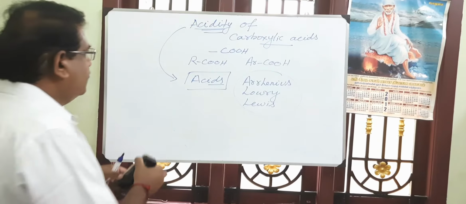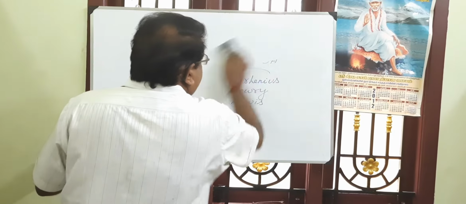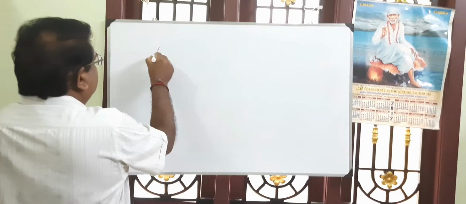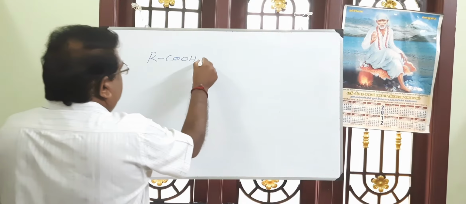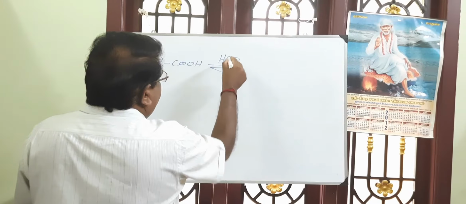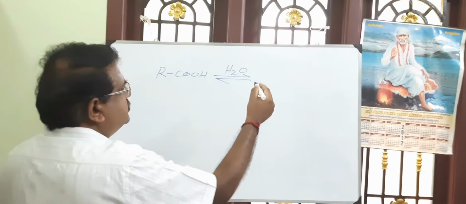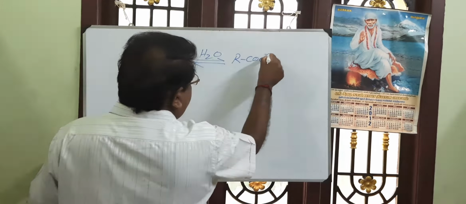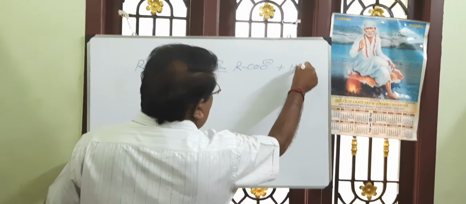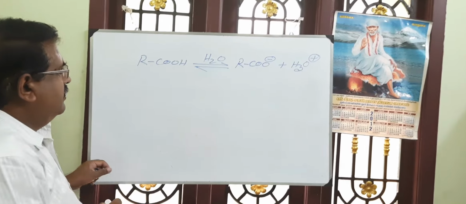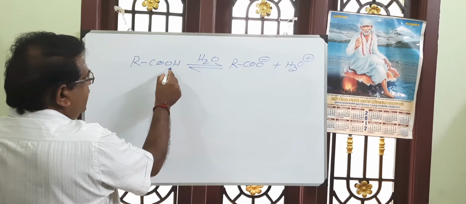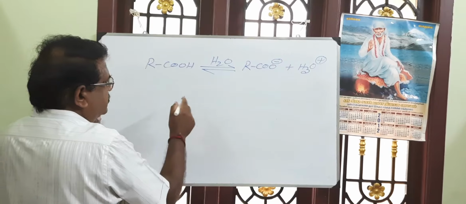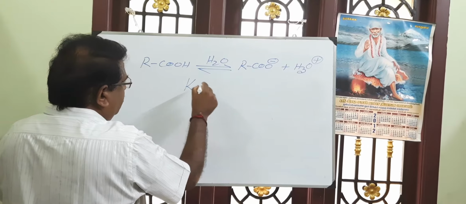Now let us talk about the acidity of carboxylic acids. When you dissolve the carboxylic acid in water, the carboxylic acid will be dissociated as carboxylate ion and H3O plus, as I am writing over here. Upon dissolving in water, the carboxylic acid releases the proton, so it can be called an acid. Using these reactions, the dissociation constant of the acid can be calculated.